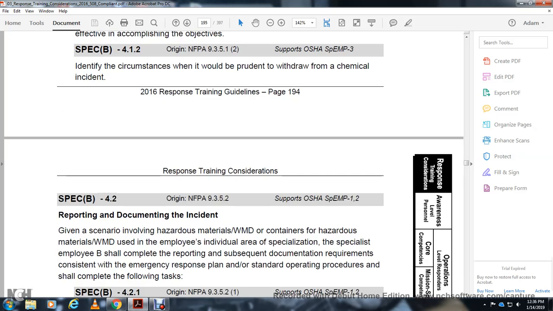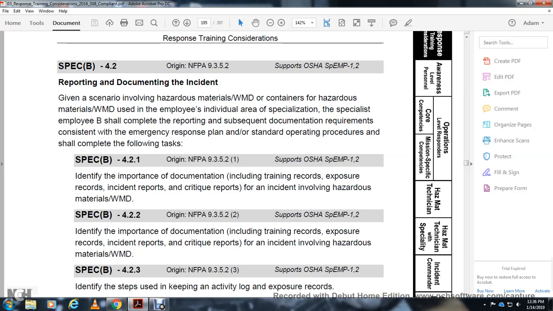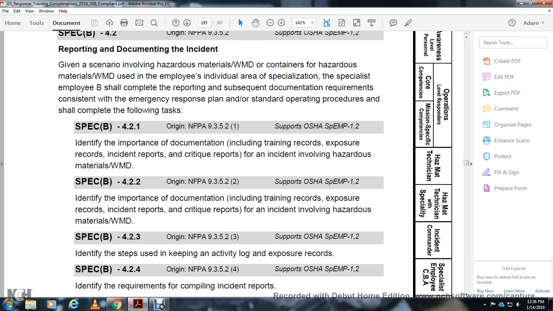Reporting and documentation of the incident: for incidents involving hazmat materials or weapons of mass destruction, the specialist employee B shall complete reporting and subsequent documentation requirements. Following the emergency response plan and standard operating procedure, they shall complete the following tasks and maintain important documentation, including training records, exposure records, incident records, and critique records involving hazardous materials or weapons of mass destruction, and keep the activity log.